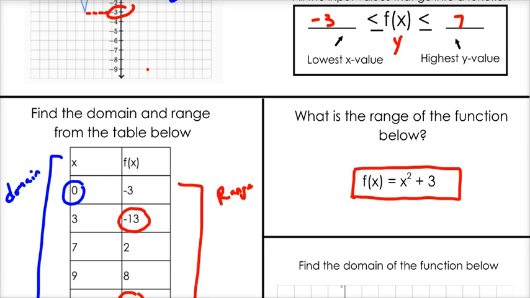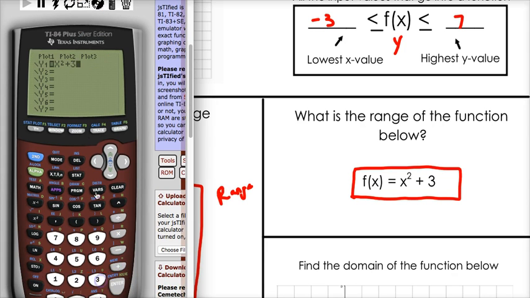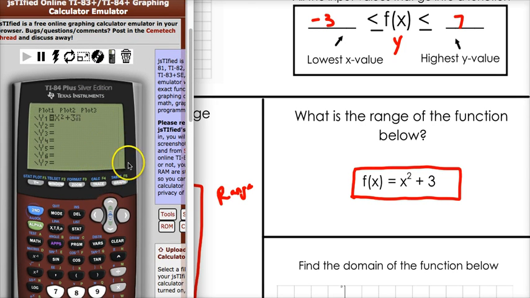I'm going to do that myself. Hold on. So there's my calculator. Let's put it in. So I'm going to go to y equals, and let's put in this function. It's x squared plus 3. All right?